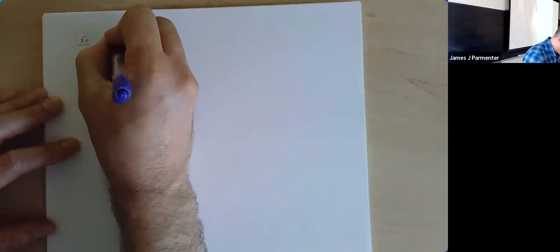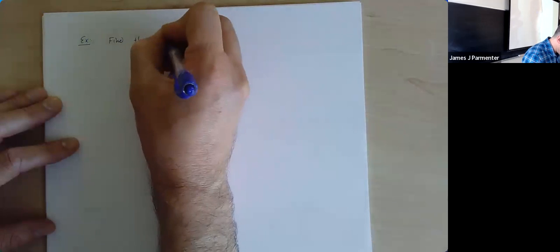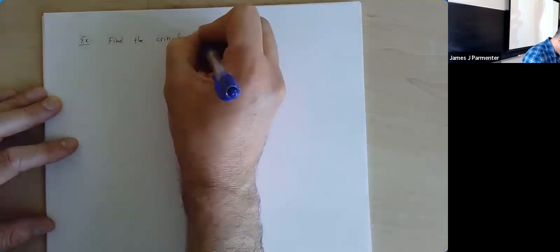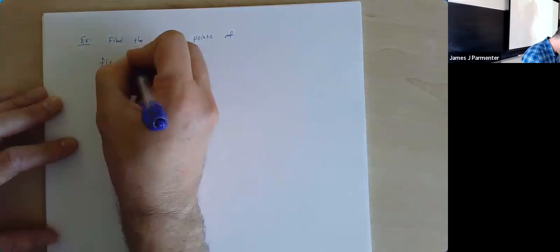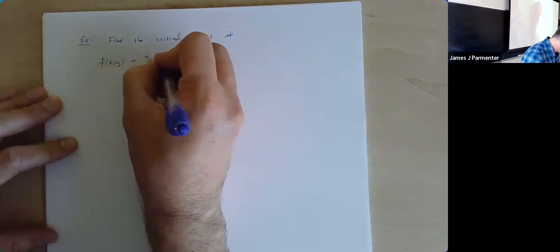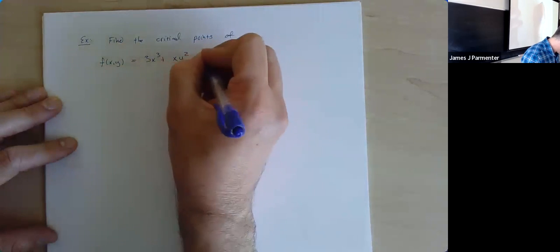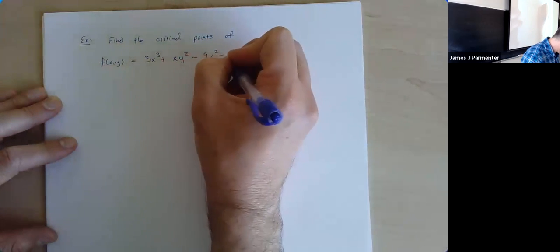Let's find critical points of the following function of x and y: 3x cubed plus xy squared minus 9x squared minus y squared.